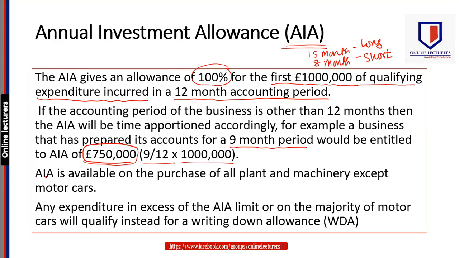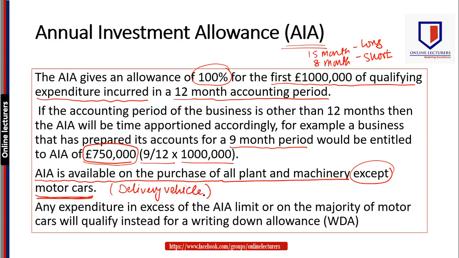An important thing is that AIA is available on the purchase of all plant and machinery, but there is an exception, and that is the motor car. So AIA is never available on a motor car, but if you purchase a delivery vehicle, then it is available on the delivery vehicle. But for any kind of motor car, the capital allowances are not available.